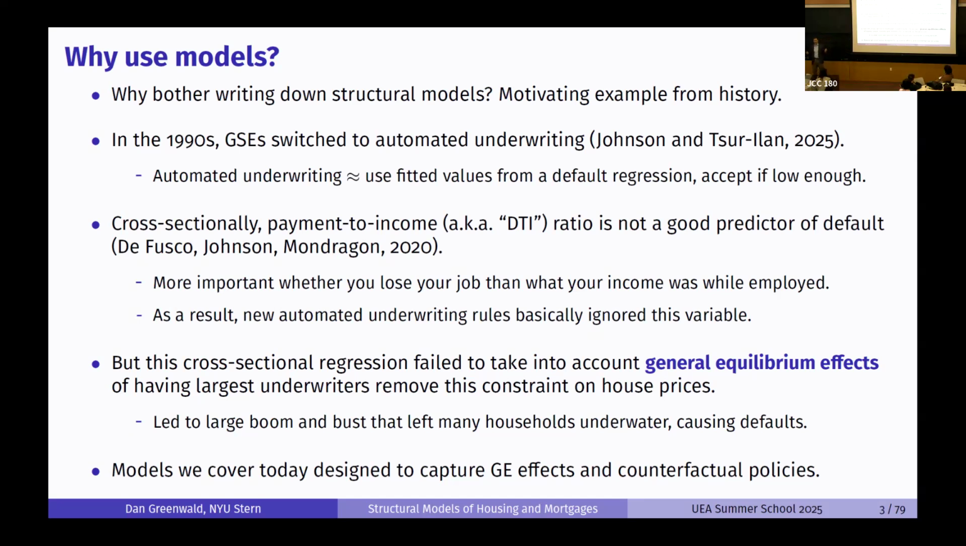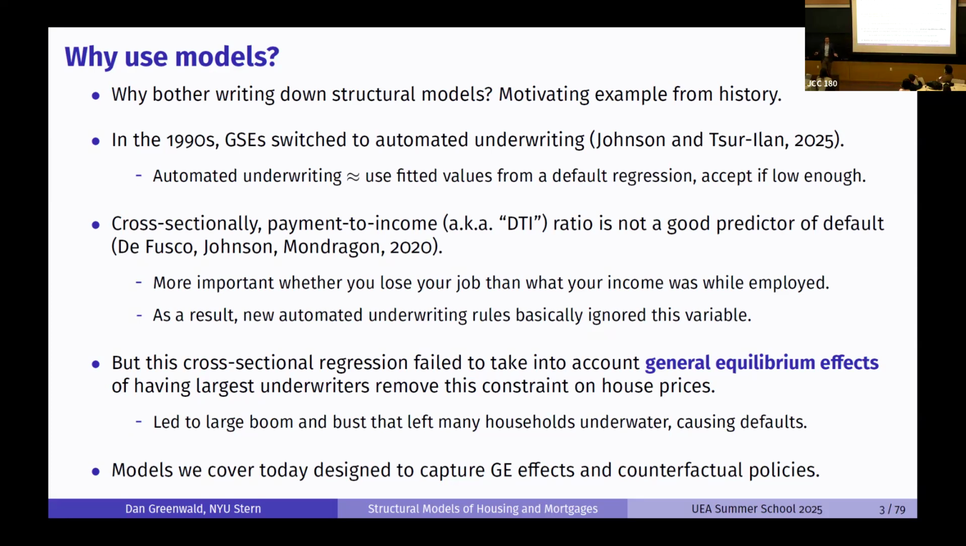But because this was all cross-sectional, it failed to take into account the general equilibrium effects. And in particular, what this means is that the largest underwriters in the country are now relaxing a constraint on tens of millions of borrowers, right? And actually, what hopefully you'll understand by the end of the lecture is this made house prices go up, and then later made house prices crash. And so now you have a bunch of defaults because households are underwater. So it's not because of this thing where cross-sectionally, maybe the ones with higher DTI did not default more than the ones with lower DTI, but you miss this huge GE effect that you caused a giant boom and bust in house prices, okay? And so that's why structural models are useful.